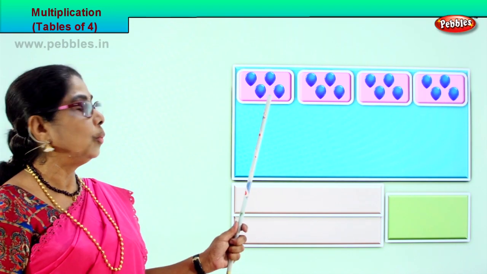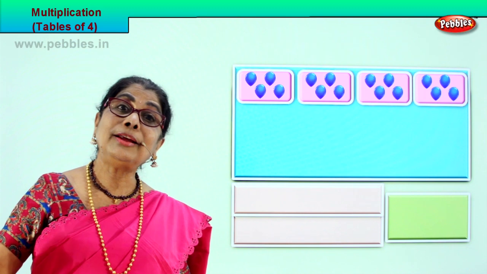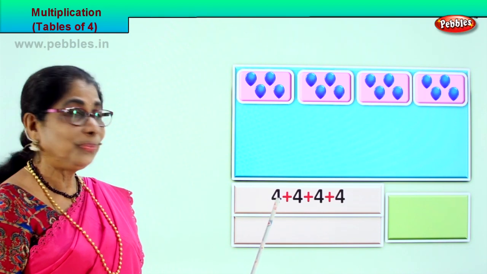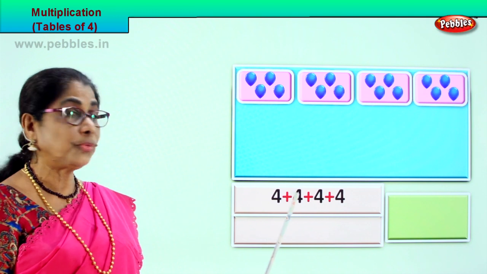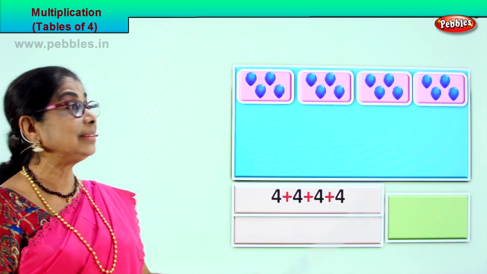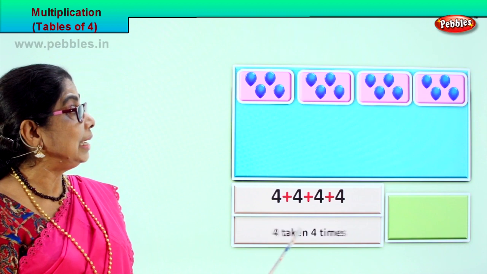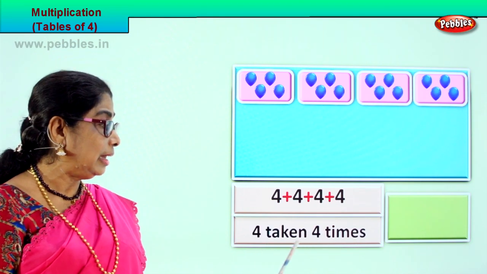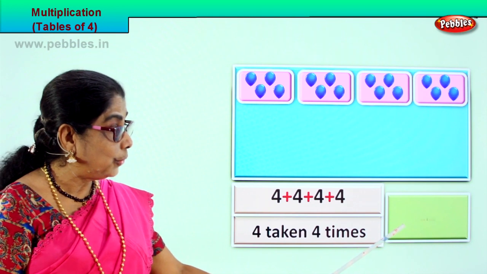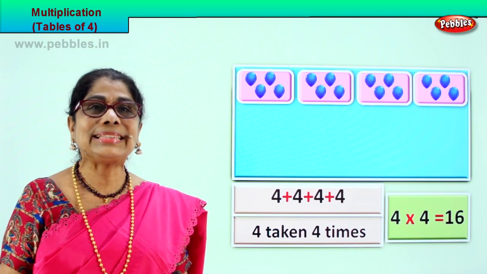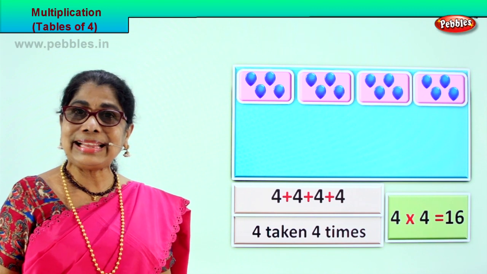Look what you have. Grouping of 4. How many times 4 taken? 1, 2, 3, 4. 4 taken 4 times. Multiplication, repeated addition. So we add 4 times. 4 plus 4, 8 plus 4, 12 plus 4, 16. 4 taken 4 times. 4 into 4, 16. 4 4s are 4 into 4 is equal to 16. How do we read this as? 4 4s are 16.